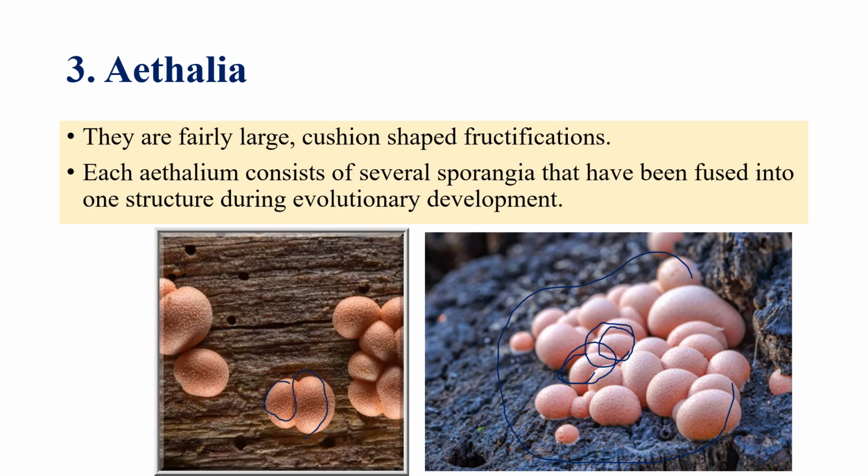But generally, this aethalium consists of several sporangia. This is the individual sporangia. So this aethalium is a combination of several sporangia that try to fuse together during the evolutionary development, but we can differentiate it. So generally this aethalium means several sporangia try to fuse into one structure, but we can differentiate it during the evolutionary development. All the sporangia try to fuse together into a single structure. So this is called aethalium.